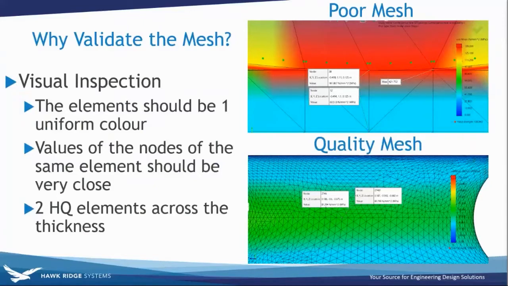Looking at both the images together, we can start to develop some initial insight into determining mesh quality from a visual inspection. The high quality mesh has elements that are one color and a small change in value of its nodes.